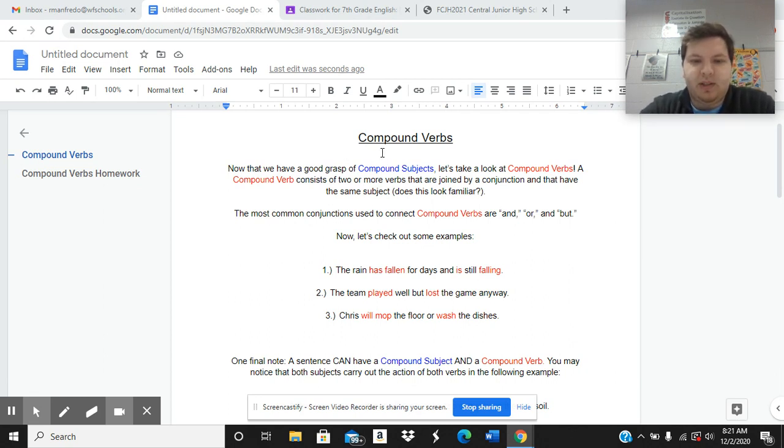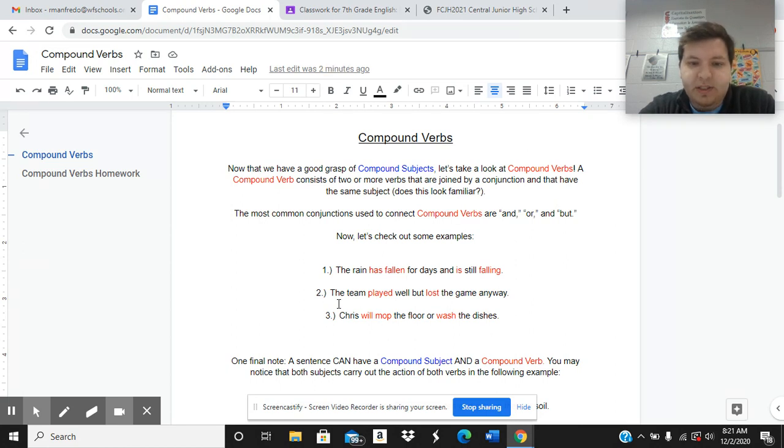As you can see, the title of this document is Compound Verbs. Compound verbs are very similar to compound subjects. So if you felt pretty strongly about your ability to identify a compound subject, compound verbs should be a breeze to you. Now that we have a good grasp of compound subjects, let's take a look at compound verbs.